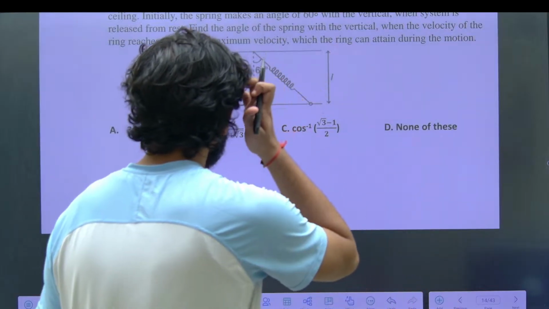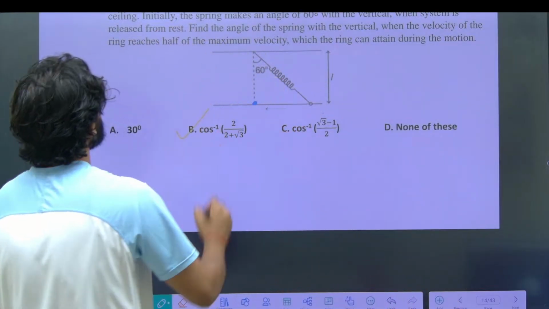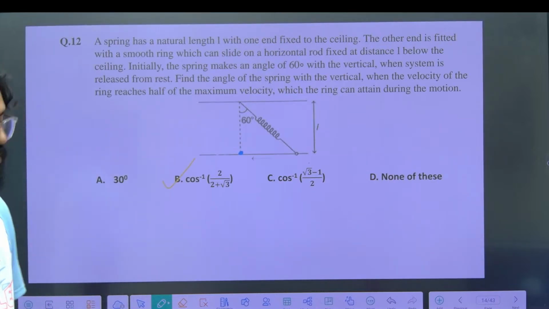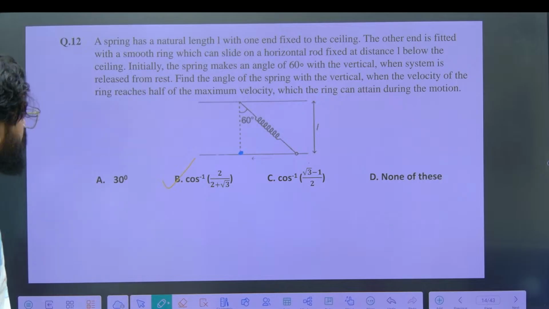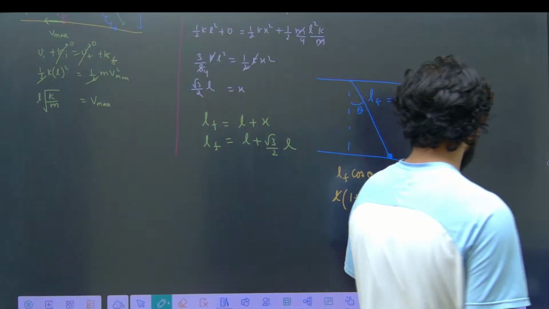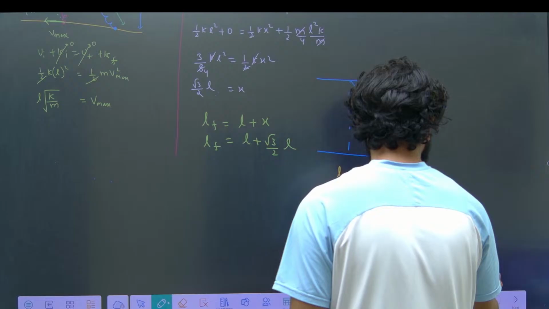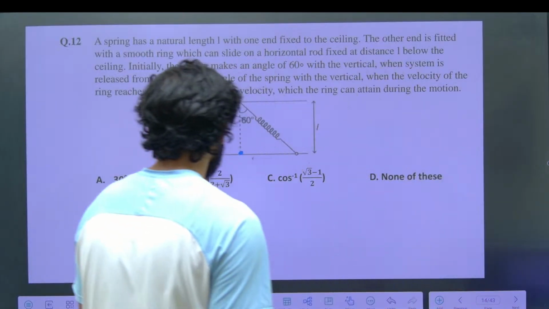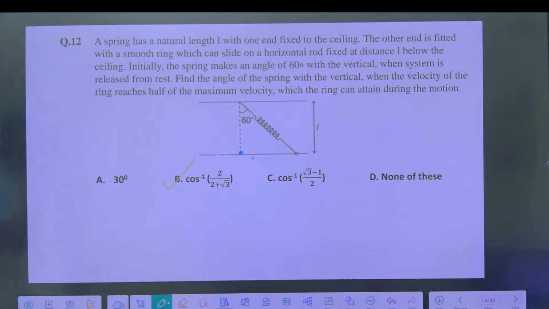Do we have something? It is Bombay. 12th. It is coming out as cos inverse 2 plus 2 root 3. Yes. Okay, let me check.